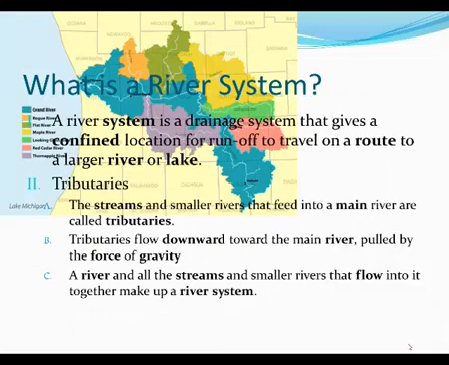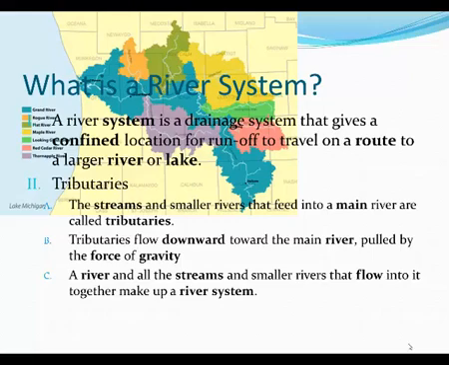So a river system. A river system is a drainage system that gives a confined location for runoff to travel en route to a larger river or a lake. The picture you see here is the Grand River system, and that drains most of the area that we live in, and that area then eventually drains out to Lake Michigan.